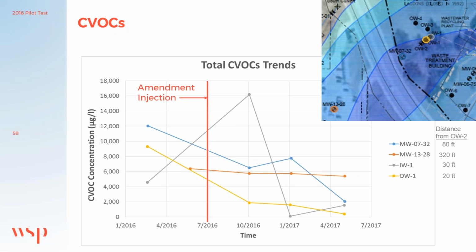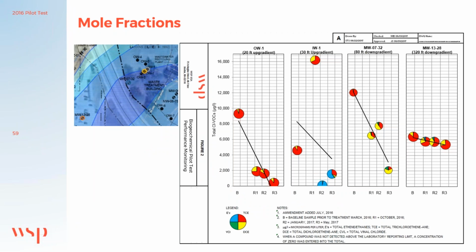On this figure, total VOC concentration trends are plotted discretely for each well. The individual data point pie charts show the VOC mole fractions for each VOC for each sample. The legend defines the colors in VOC relationship. Red is for TCE, yellow is DCE, green is vinyl chloride, and blue for ethane plus ethene.